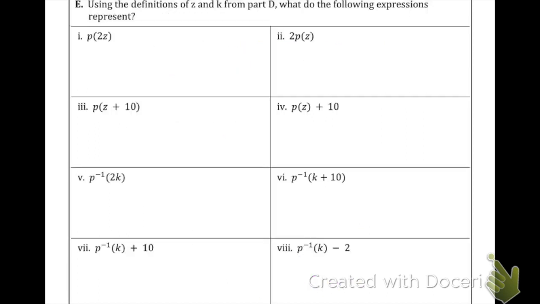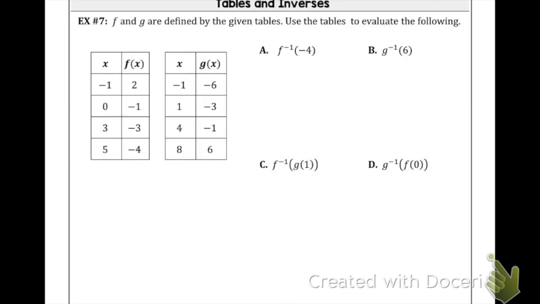Okay, we are going to skip all of E, because I think that is unnecessary, and we're going to jump to number 7 at the bottom of that page. So now we're going to be given a table, and we're going to be given function notation, some of them compositions like you see there in C and D. So we have function f on the table on the left, function g on the table on the right.